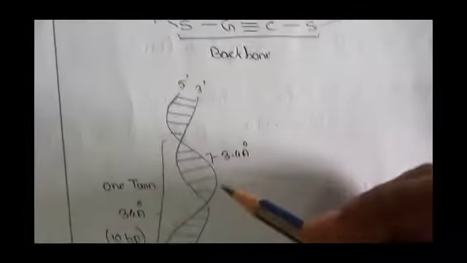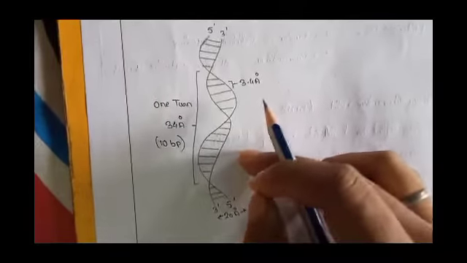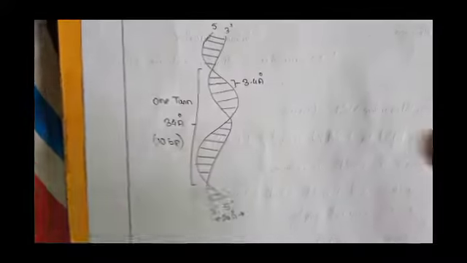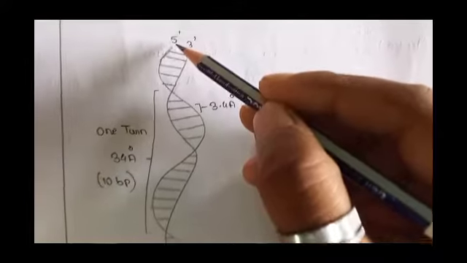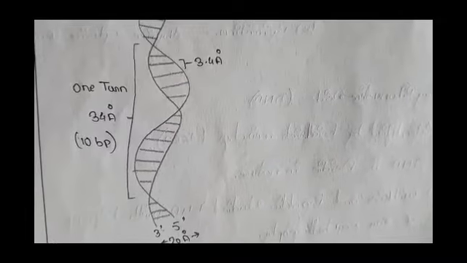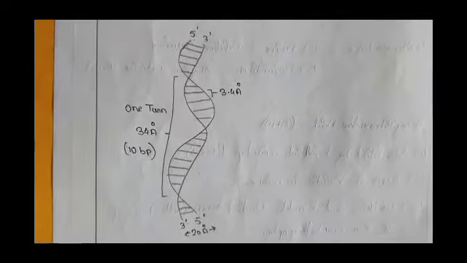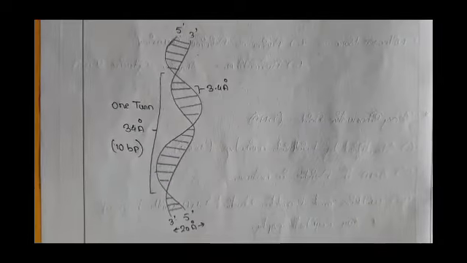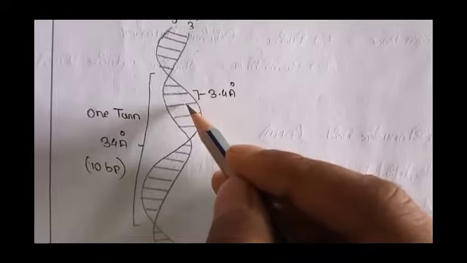But the actual structure of DNA is that the strands are anti-parallel to each other. This means if this pole is 5 prime, then the other pole is 3 prime, meaning anti-parallel. They are not the same from one pole to the other. Okay, so these are nitrogen bases.